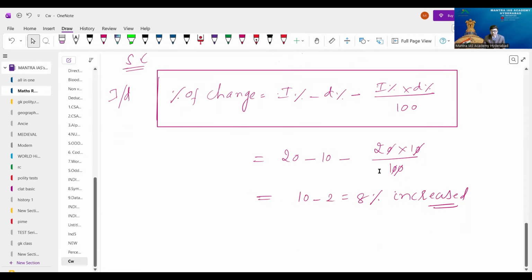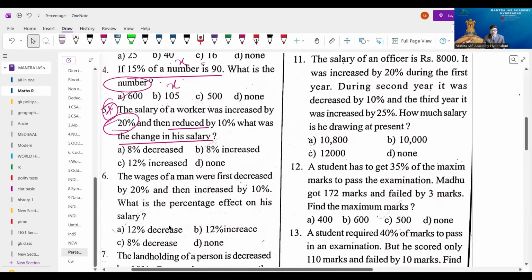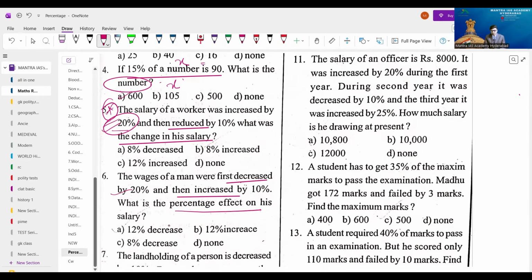So question number, same style now, I think you understood. Very important formula this is. Please go to the next one here. That's problem number 6. The wages of a man were first decreased by 20% and then increased by 10%. What's the percentage effect on his salary? So the major point in this case is what? First increase, next decrease, it doesn't matter. Don't worry about that. We have to write the formula I percentage minus D. The answer will decide whether it's increased or decreased. That's a major point here.